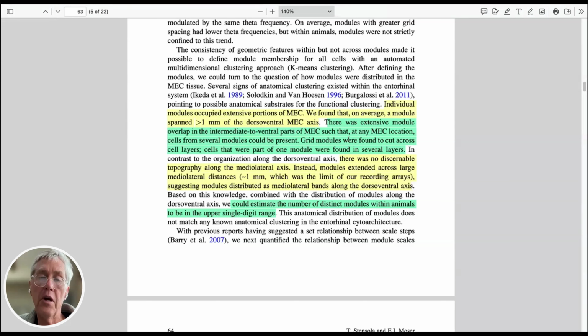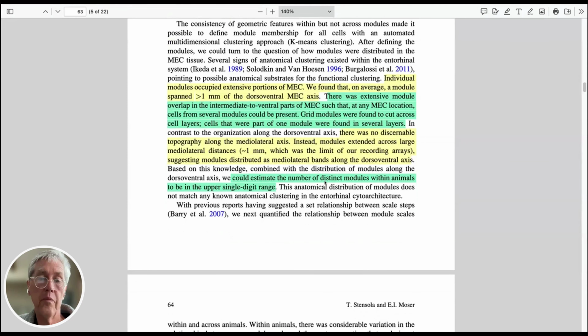Grid cell modules were found that cut across cell layers. Cells that were part of one module were found in several layers. I don't know what to make of that. But that's the critical point here. It says that at any location, cells from several modules would be present. Not one, several. Then the next yellow one says there was no discernible topography along the medial lateral axis. That's the other axis, the one going across a different direction. Instead, modules extended across the medial lateral axis about a millimeter, which is the limit of the recording. So it could be more than that.